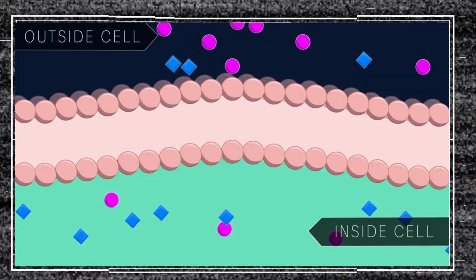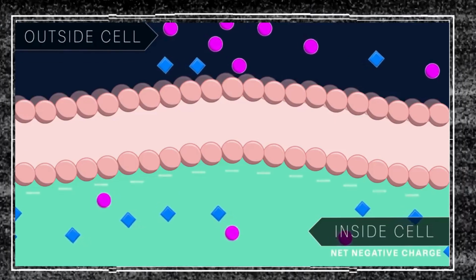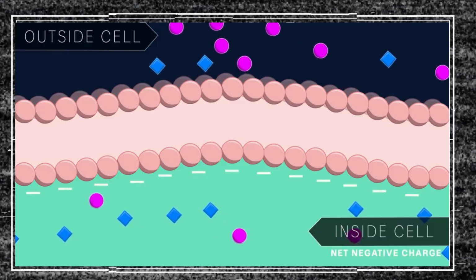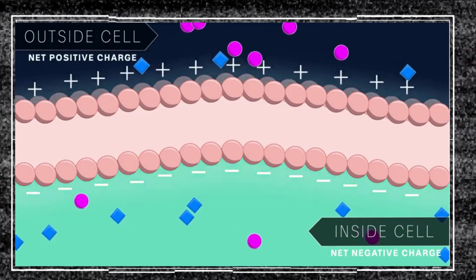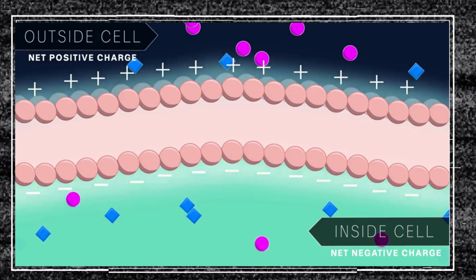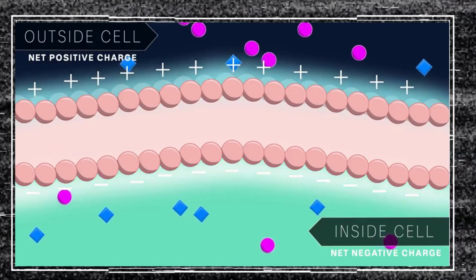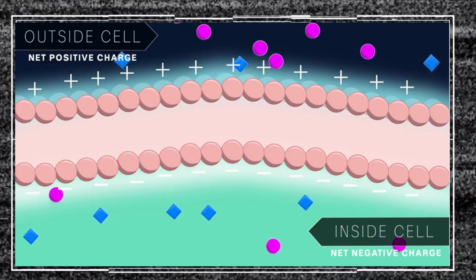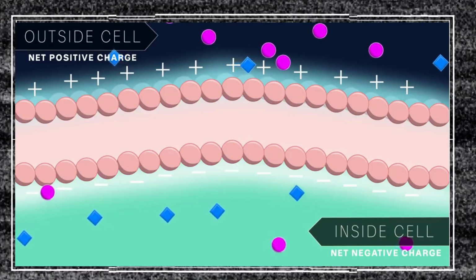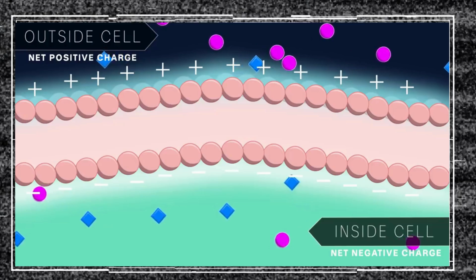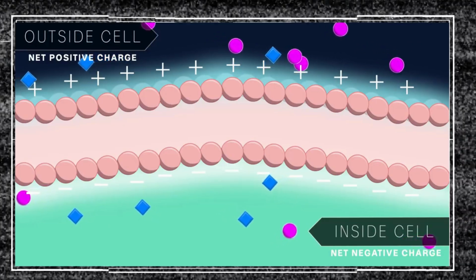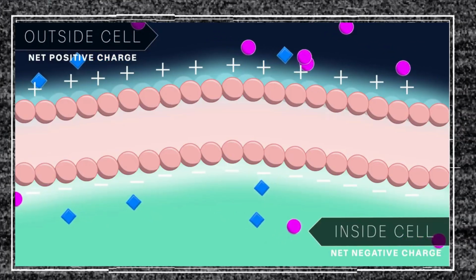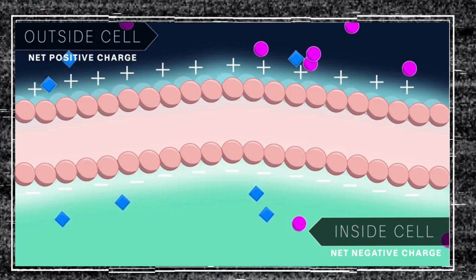While the inside of the cell has a net negative charge, and the outside of the cell has a net positive charge, the charges line up at the membrane, and the bulk solution on either side is actually electrically neutral. The resting membrane potential is the point where the cell has achieved electrochemical equilibrium. This means that the concentration gradient and the electrical gradient for each ion are equal and opposite.